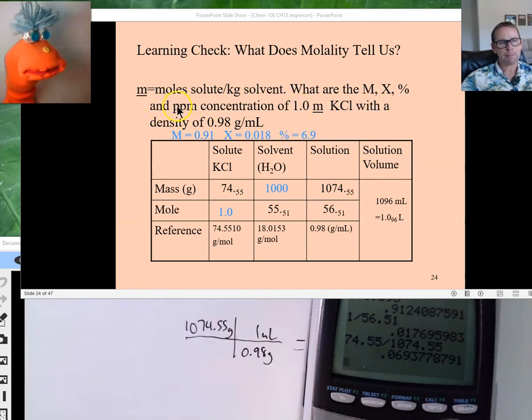And parts per million? Let's see, let me look at my notes here for what we did last time. Okay, milligrams of solute, which is 74,550, so this times 1,000. 74,550 divided by liters of solution, which is 1,096. Okay.